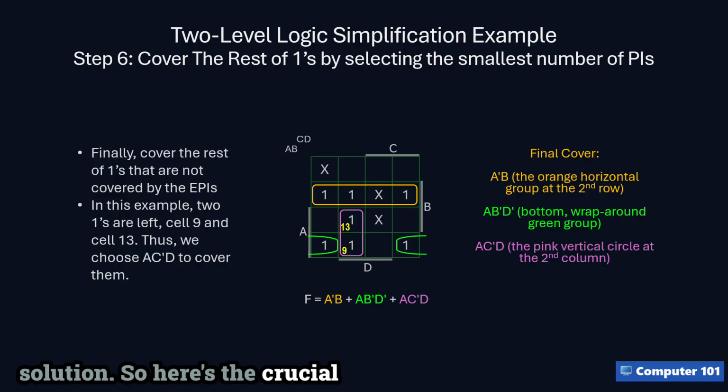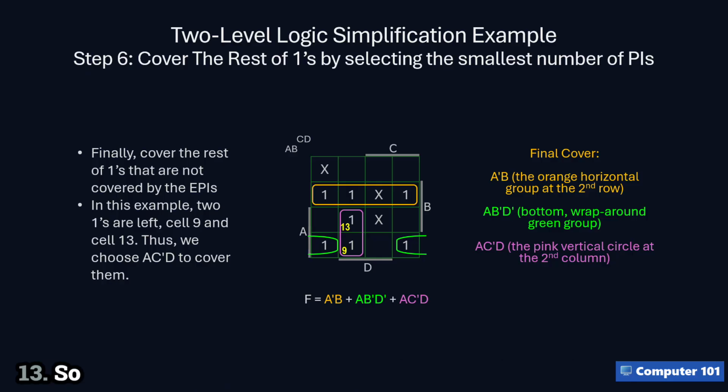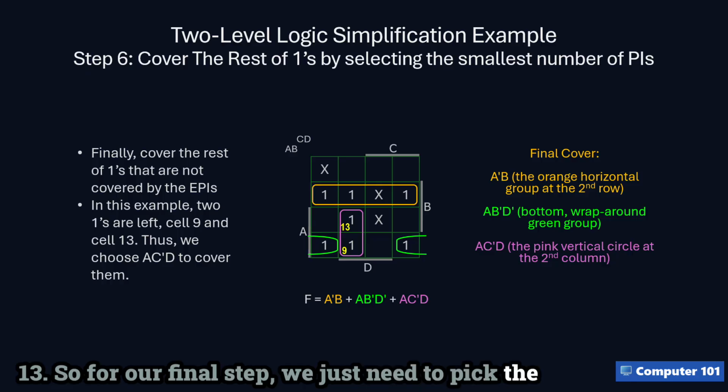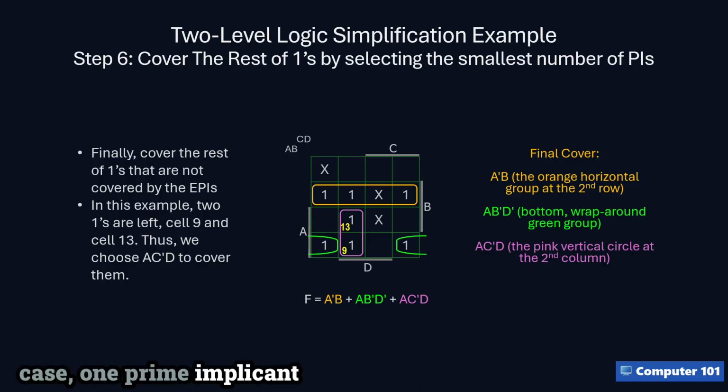So here's the crucial last step. After we've selected our 2 essential PIs, what's left? Well, we still have 2 ones uncovered at minterms 9 and 13. So for our final step, we just need to pick the smallest number of PIs to cover them. And in this case, 1 prime implicant, AC'D, does the job perfectly.